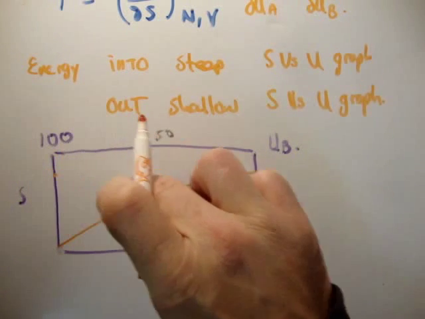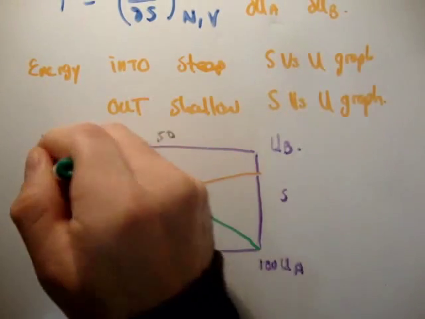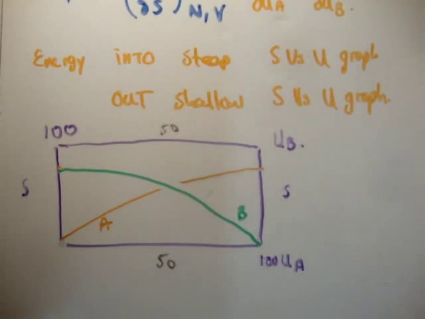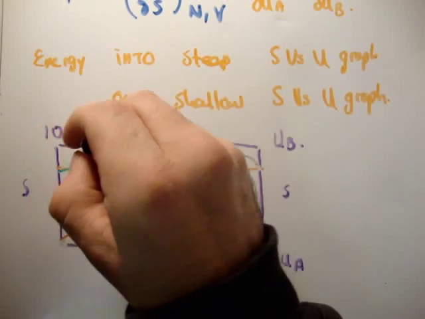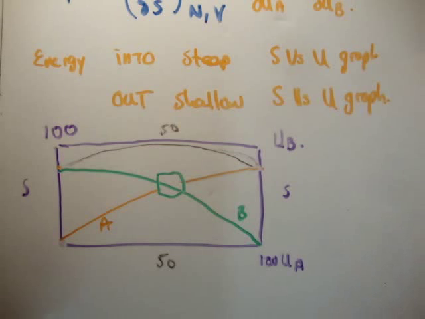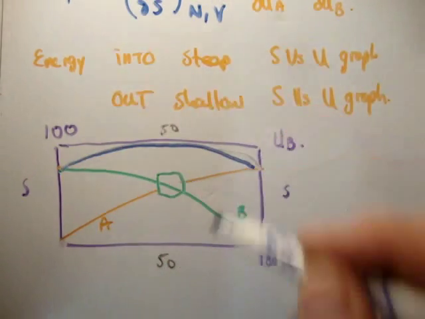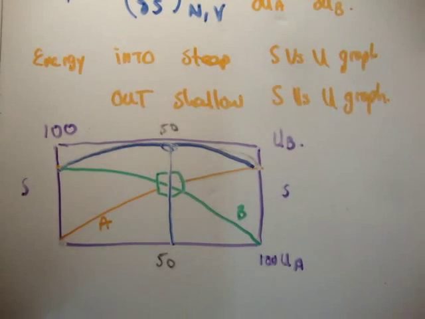Actually, I'll draw B in a different color. So this is A, and B is going to be in green. There's B. They join at about 50 units of energy, which is exactly half the energy, or an equal sharing of energy. That's the entropy of both A and B. So what will the total entropy do? If you think about it, the total entropy graph will look something like that. I'll see if I can do it in blue. Let's see if my blue works. I really should get new pens. This point here is maximum entropy, corresponding with half the energy shared between the two of them.